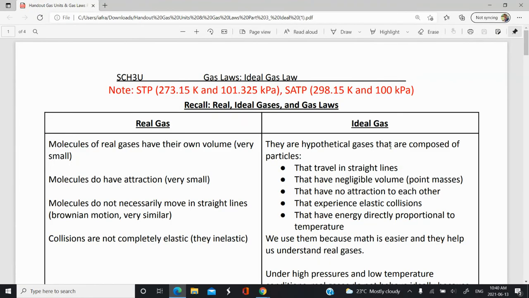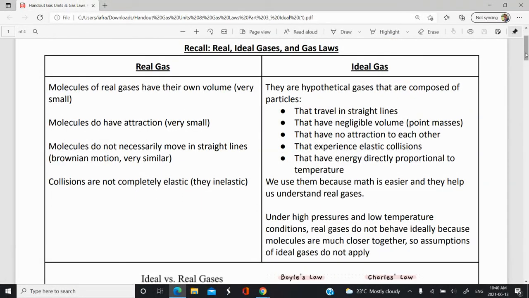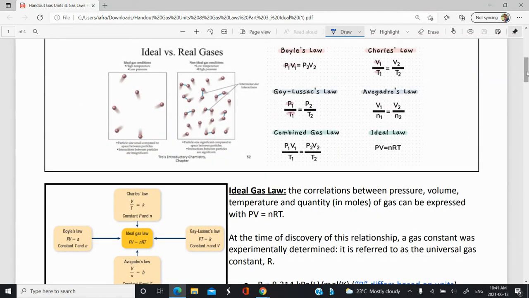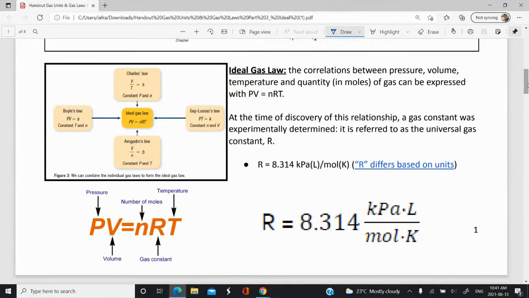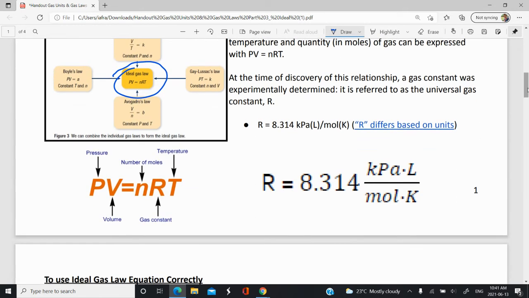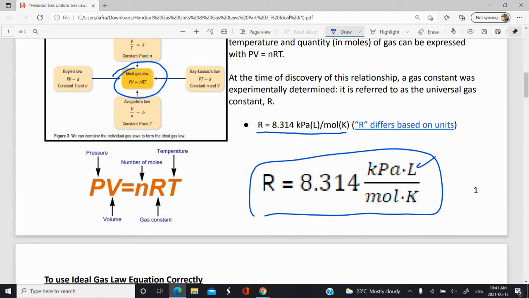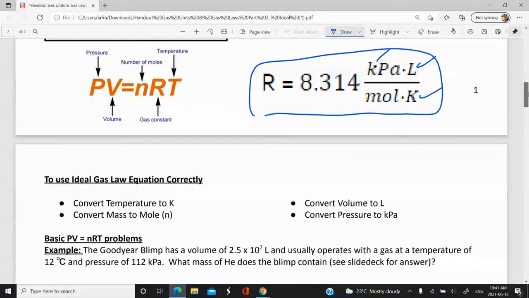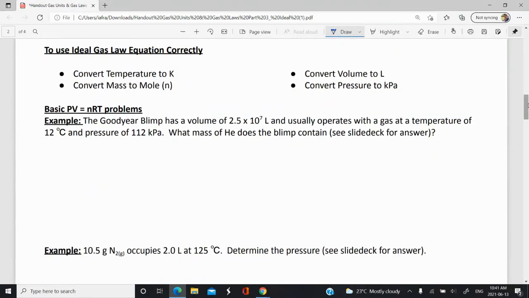Let's go ahead and do some fill in the blanks and some practice problems. So again, here we simply have our comparison of our real gases and ideal gases, and we can see all the different formulas that we learned. And what we're doing is we're taking all those different formulas and putting them into one, PV is equal to nRT. And to be able to connect all those different variables, you have to use a gas constant. And the main gas constant we'll be using is this, providing that our volume is in liters, our pressure is in kPa, and our temperature is in Kelvin. And it's 8.314.